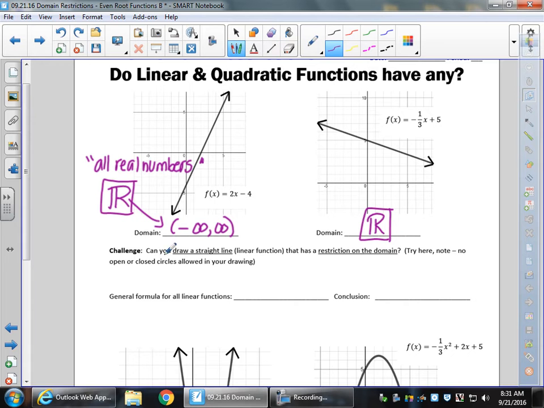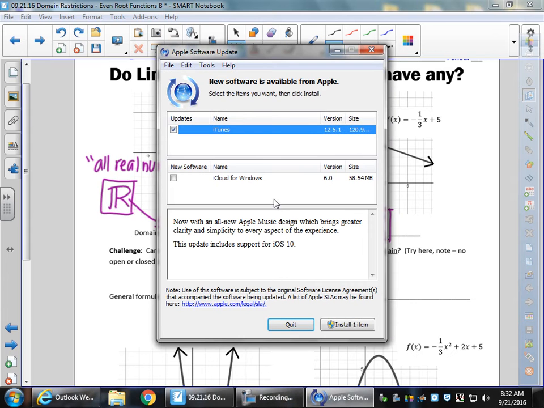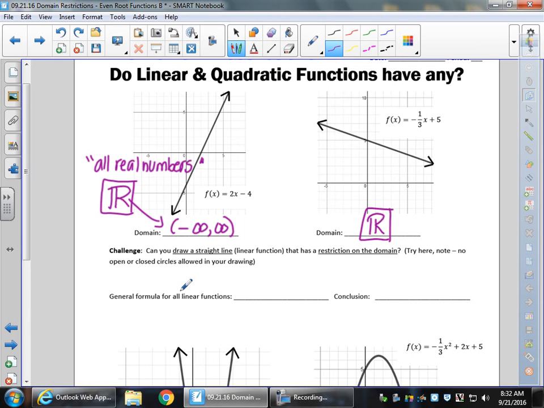Now, challenge. Can you draw a straight line that has a restriction? So I gave you an example of an increasing line and an example of a decreasing line. Is it possible to draw some kind of line that will have a restriction? No open or closed circles allowed. Can you draw it? Just asking, is it possible to draw a straight line that has a restriction? What would it look like?